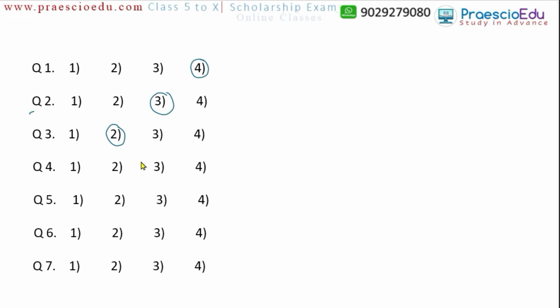Now question number 4: 125, 81, 64 and 36. In this one, if you see, 125 is different, which is not a square number.